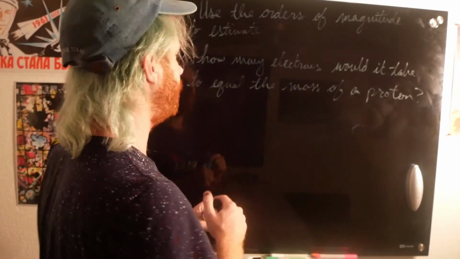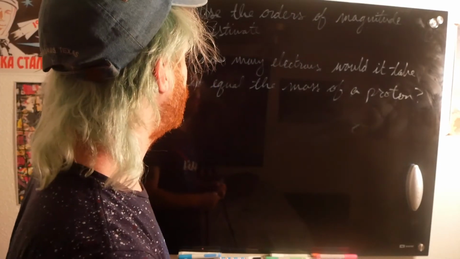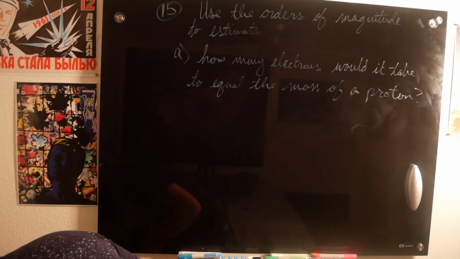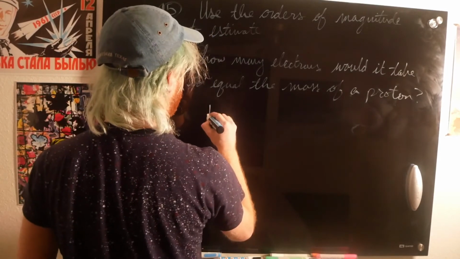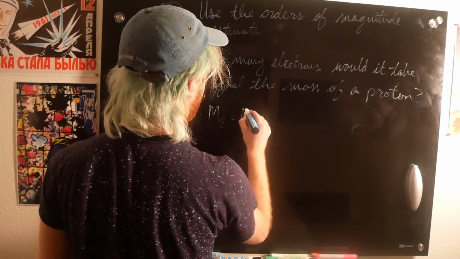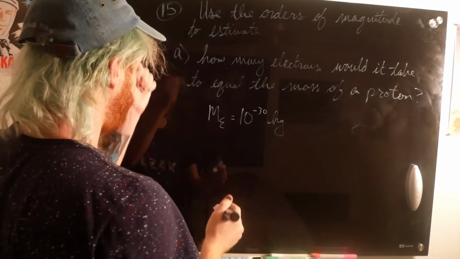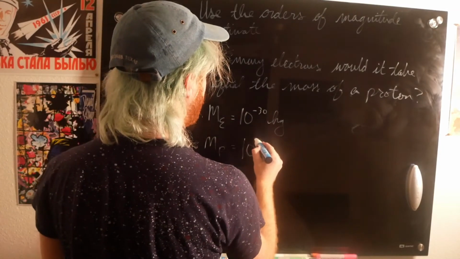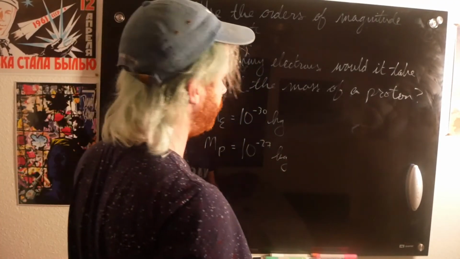Well, we're using the order of magnitude to estimate this. So we said that the order of magnitude for an electron is, I think it was 10 to the negative 30. Is that right? Yeah, okay. So we have the mass of an electron equals 10 to the negative 30 kilograms. And then we have the mass of a proton, which is equal to 10 to the negative 27 kilograms, right? So we can just solve this using algebra.